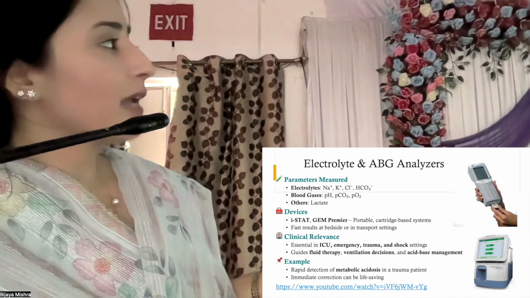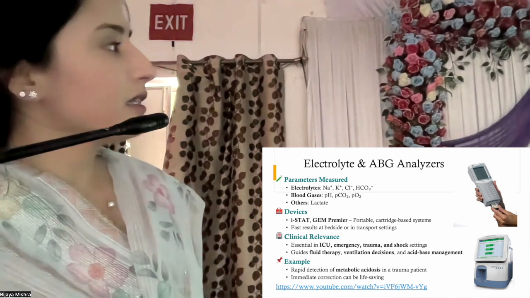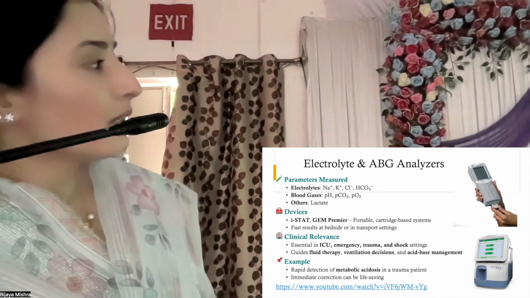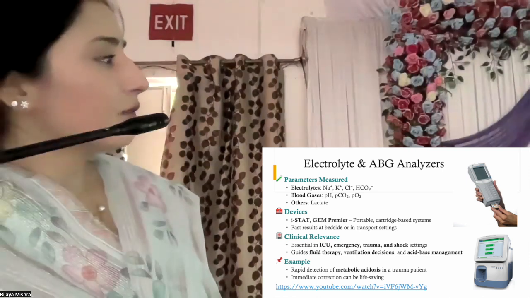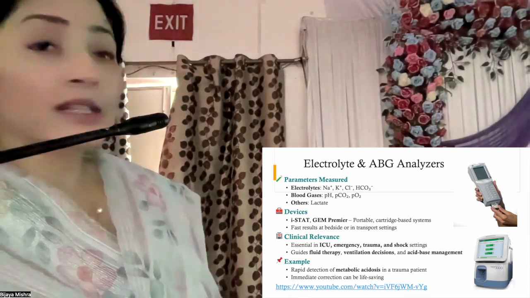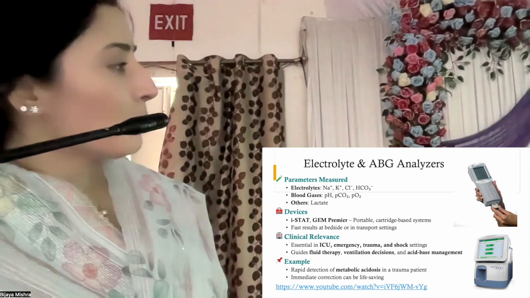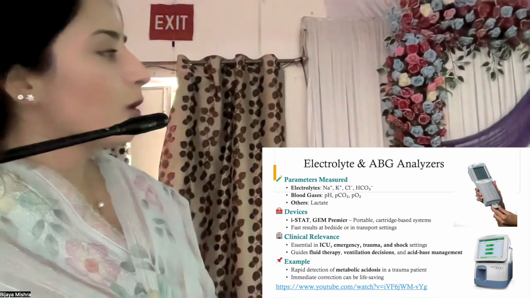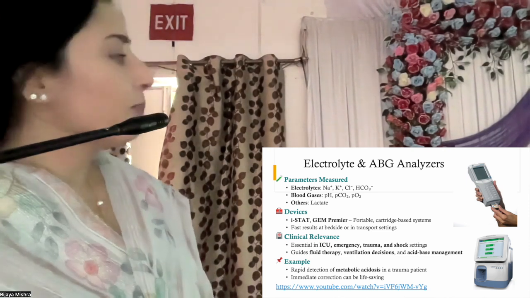Similarly, the electrolyte ABG analyzer measures sodium, potassium, and bicarbonate, and blood gases are measured. These are the devices, the iStat devices, like a remote control. This is a GEM Premier, and it is essential in ICU, emergency, trauma, and shock settings.